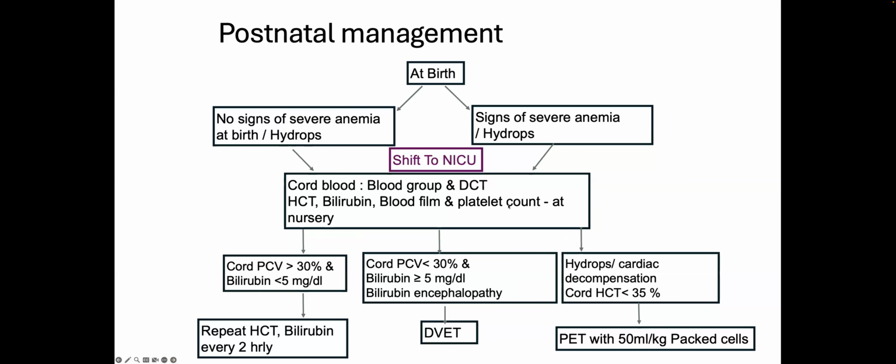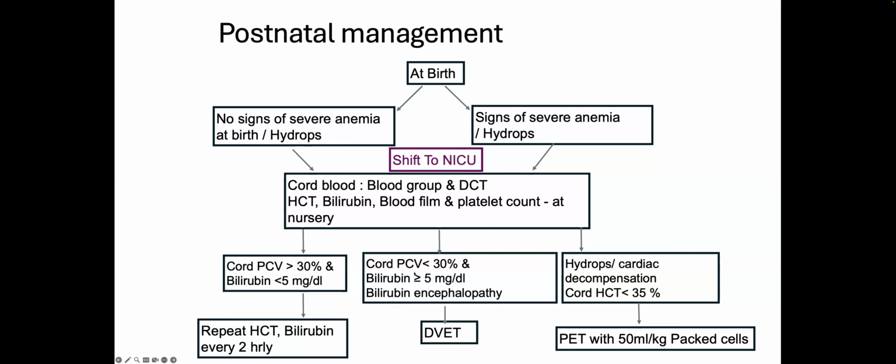In the postnatal management at birth, if there are no signs of severe anemia or hydrops, or if there are signs of severe anemia, hydrops, you shift the baby to NICU. And cord blood group and DCT, hemoglobin, bilirubin, blood film, and platelet count should be done. The platelets generally are less when the IUTs are done. And if you find the cord PCV is more than 30 and bilirubin is less than 5, then a repeat hematocrit and bilirubin can be done and the baby can be monitored.